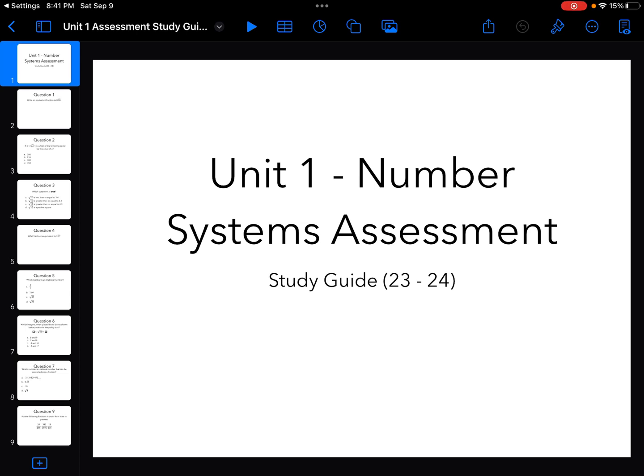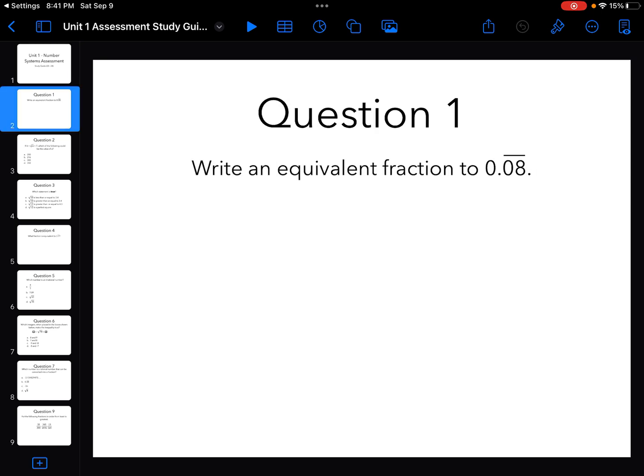Everyone, this is the Unit 1 Number Systems Assessment Study Guide. We're getting ready for our first assessment, and we're going to take a look at question 1. We're going to write an equivalent fraction to the repeating decimal 0.08.